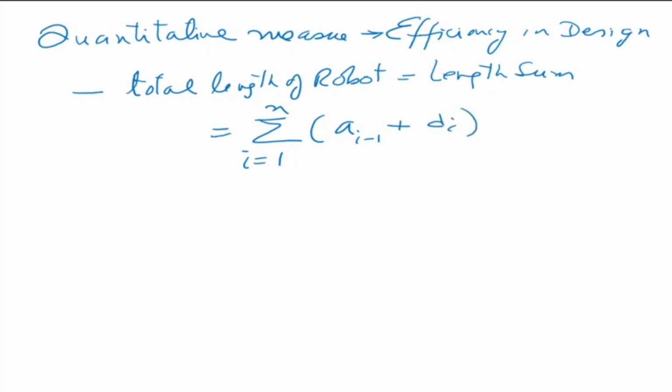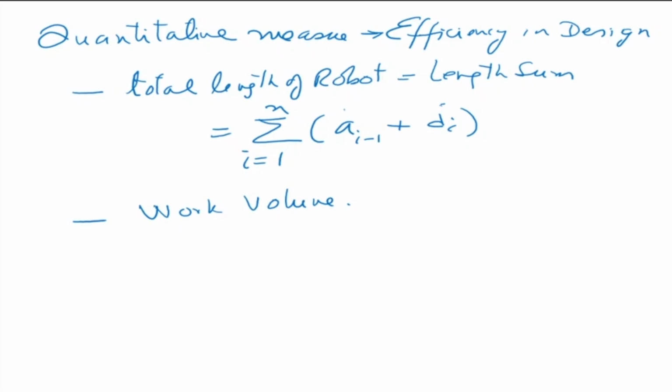Here a_i is the link length, and d_i is the link offset, and for a prismatic joint, d is the one that is the variable. So basically, a and d, the link length and the offset, determine the total length of the robot. So this is one index, how long the robot is in terms of length. The second is the volume of the work volume. Let's call it the work volume. This is another parameter.